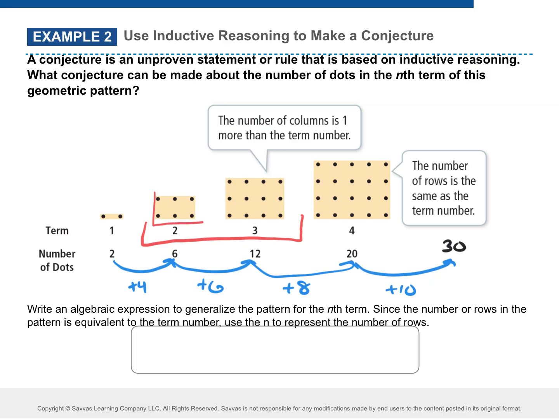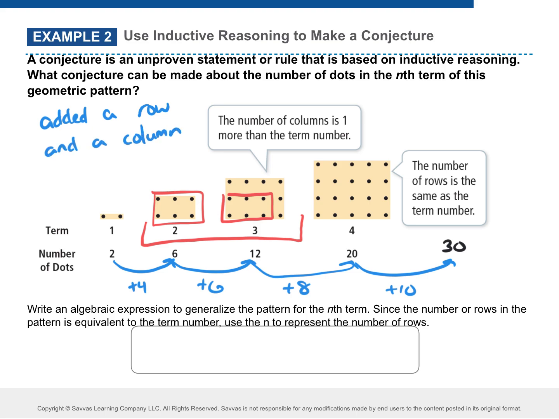So here's my second term. I want to find that in the third term. That can be right here. What happened then? What did they add? We're adding a row and a column. Bingo. So your rule or your conjecture for this one would be added a row and a column.